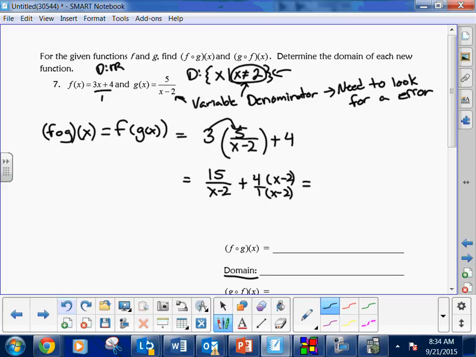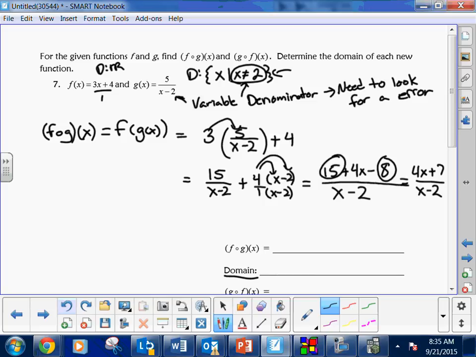Now once I get the common denominator, I could place it under one whole one like this. And I'm going to go ahead and distribute that 4. So I have 15 plus 4x minus 8. After that, these two terms combine. So I really have 4x plus 7 over x minus 2. There's not, so the composition is going to be 4x plus 7 over x minus 2.